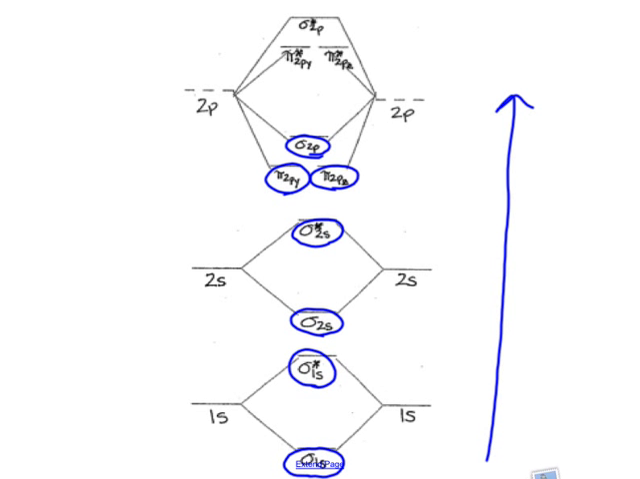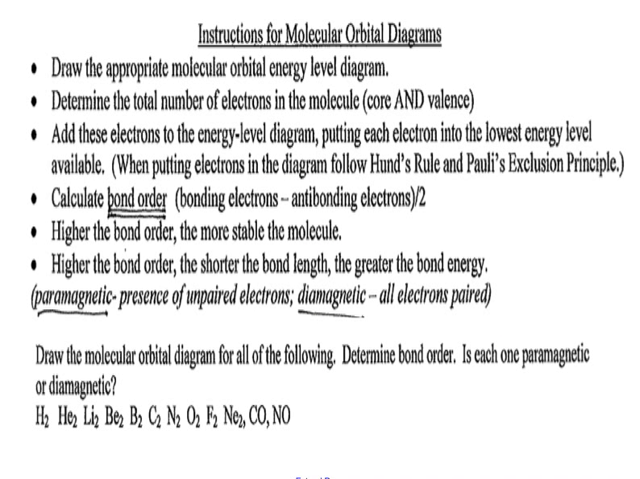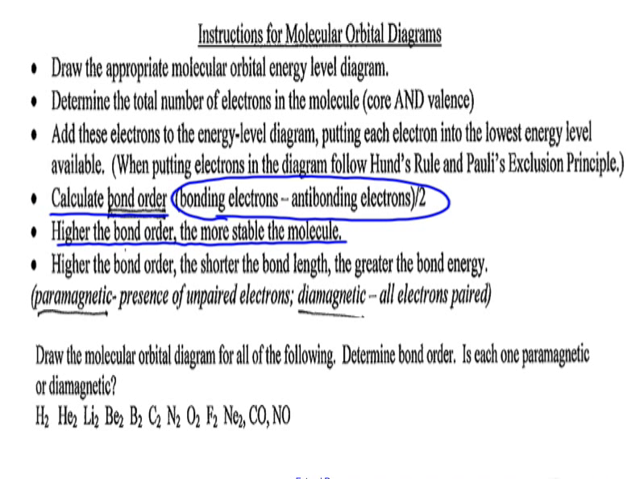And from this filling in process, you're required to do the following. You need to be able to calculate bond order, and I'll show you how to do that when we get there. You need to be able to tell me the relationship between bond order and molecule stability. The higher the bond order, the shorter the bond length, the greater the bond energy is also important. Looking at the molecular orbitals, once the atoms come together, I want you to tell me if the molecule is paramagnetic or diamagnetic.